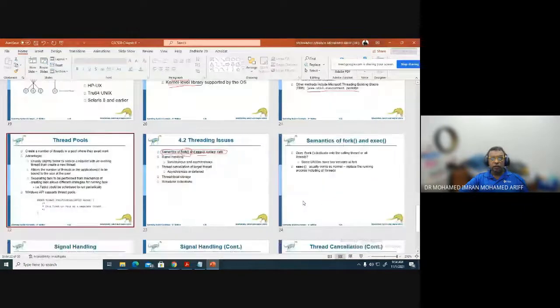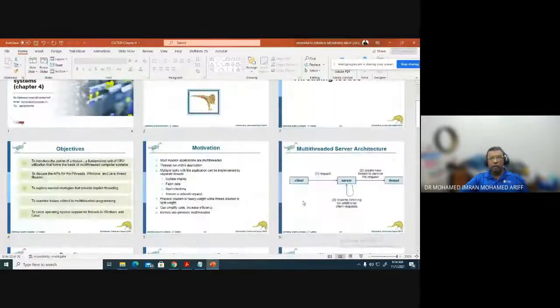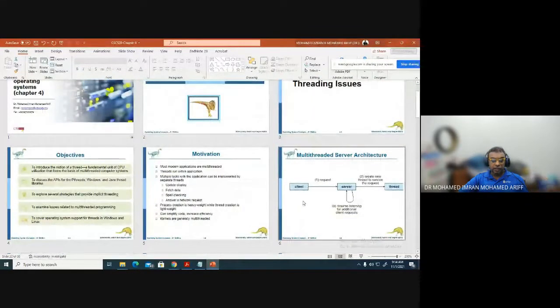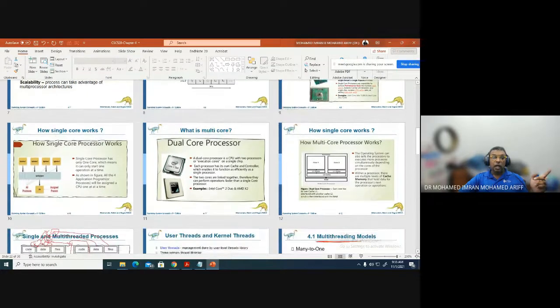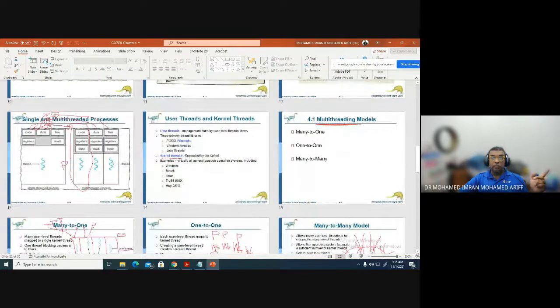Alright, so that is all for today. Very short chapter. So what we have done today is we have talked about threads. So you have to understand what is a thread and what is a core, single core, dual core. You need to understand how does a single core and dual core work. Also, you need to understand and also be able to write it down. And you need to understand multi-threading models. You need to know and explain what is a many-to-one, one-to-one, or many-to-many multi-threading models. So if you are able to do this, then you have covered your chapter 4.